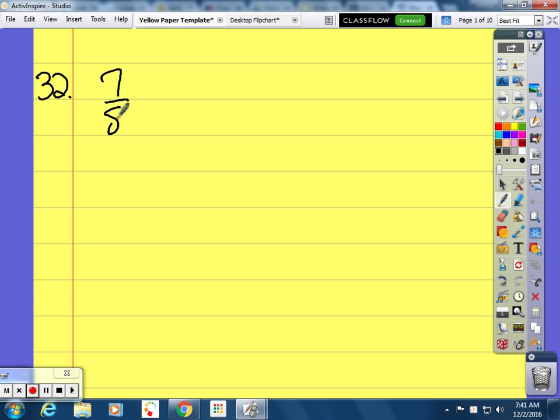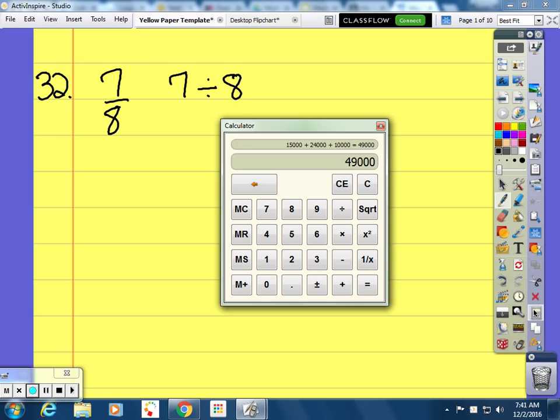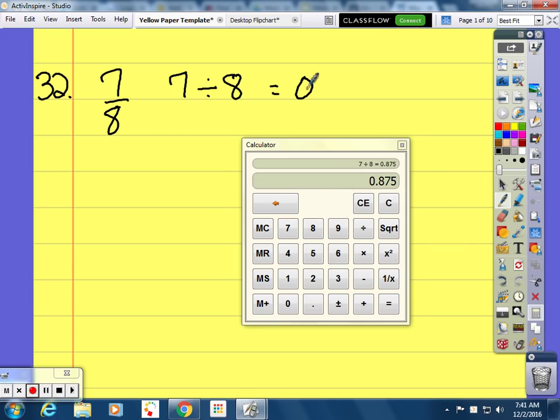It wants to change 7/8 to a decimal. Well, if I'm looking at a fraction and I'm really confused and don't know what to do, that means divide. So it really means 7 divided by 8. So I pull up my calculator and do 7 divided by 8, and I get 0.875.